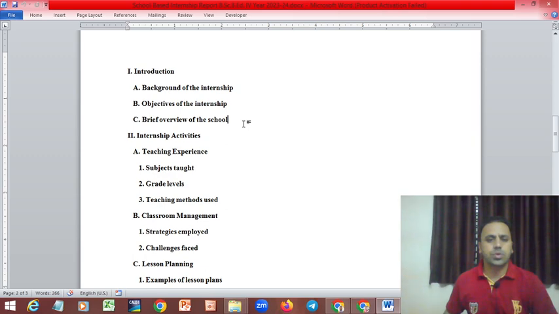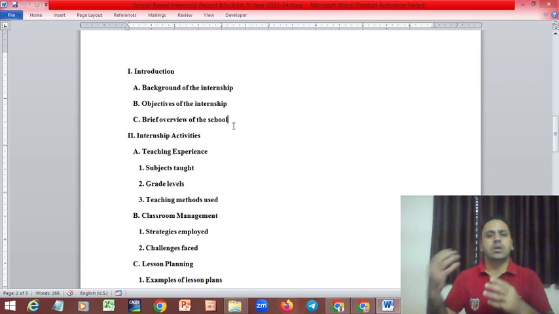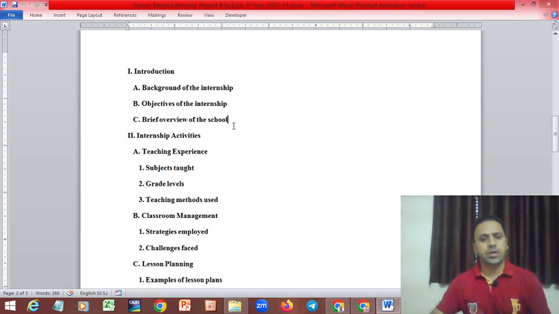Here what students are doing, they are writing an essay on the school. No, you have to mention here the school name and when the school was established, how many classrooms there are, and everything related to the school, like whether a washroom is there, whether tap water is there. Everything about your current school where you have done your internship.